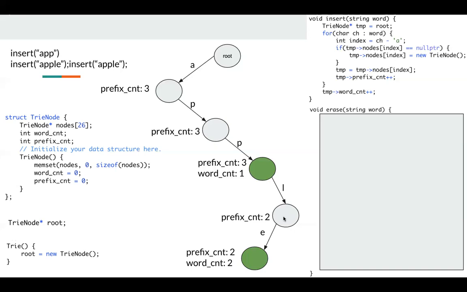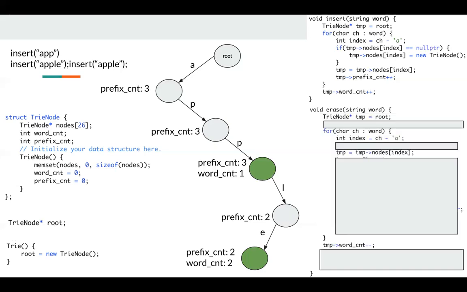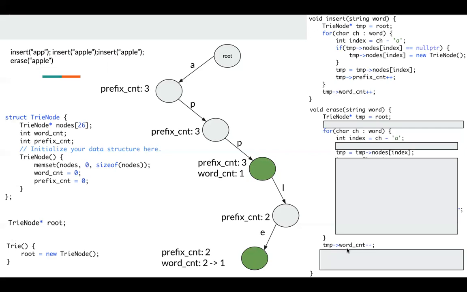Let's implement the last function, erase. The basic framework is very similar to the previous function. We just try to find the last node. As the problem mentions, the word is always a valid word. It does exist, so we don't need to check for non-pointers. So if we erase apple, finally the temp node will point to this green node. Then we just decrease the word count, like from 2 to 1. So next, if we query apple, we will get word count 1.